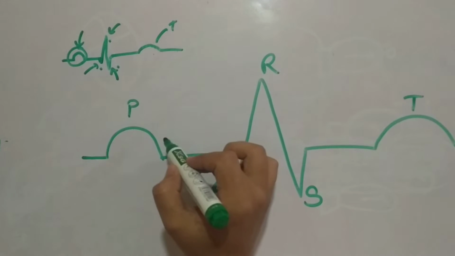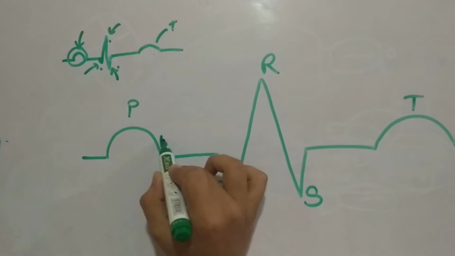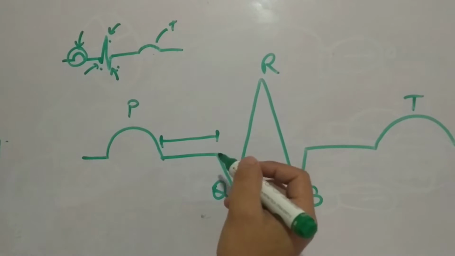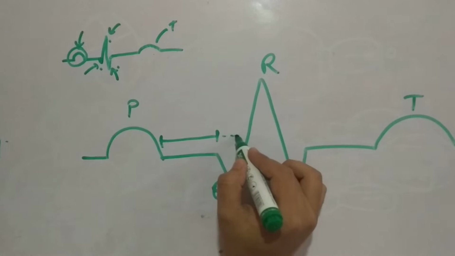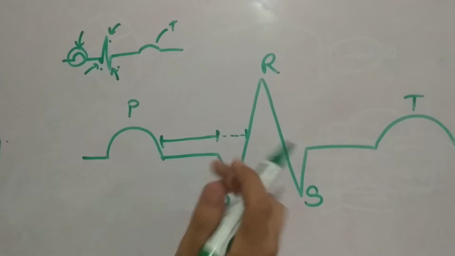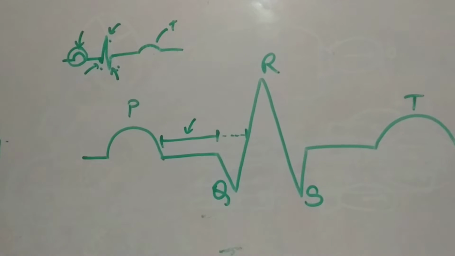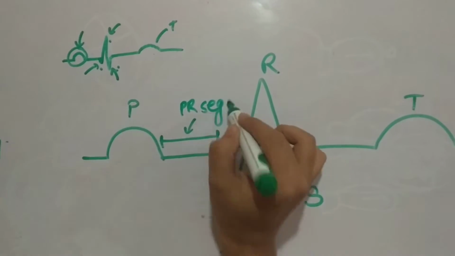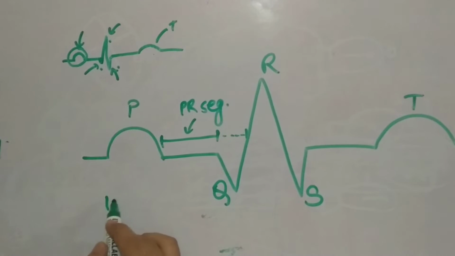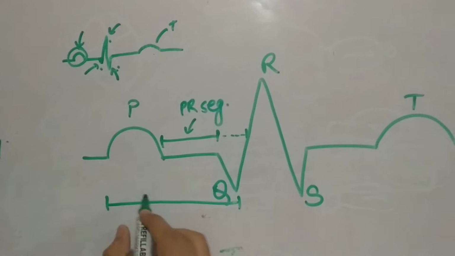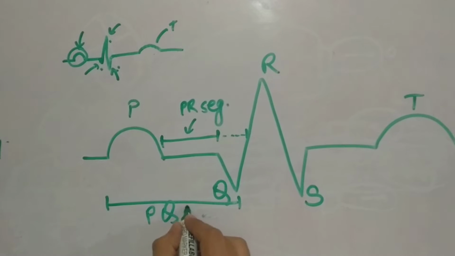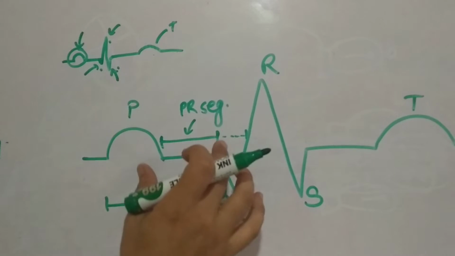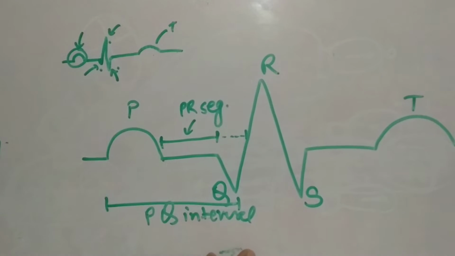And when you see here to here, in some cases you don't have Q wave, so you can also bring it to the R when Q is very small. Then this is called PR segment. Okay, this is called PR segment. And when you take from the start of the P wave to here, this is called PQ interval. So first of all, you need to understand what is PR segment and what is PQ interval.